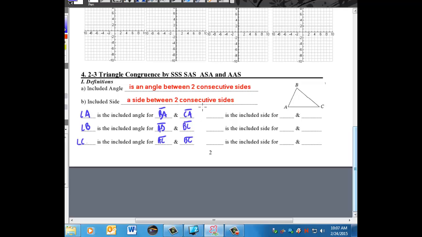We also would have what's called an included side. The included side is the side between two consecutive angles. So let's start with segment AB. Segment AB, or side AB, is the included side for angle A and angle B. And segment AC is the included side for angle A and angle C. And segment BC is the included side for angle B and angle C.